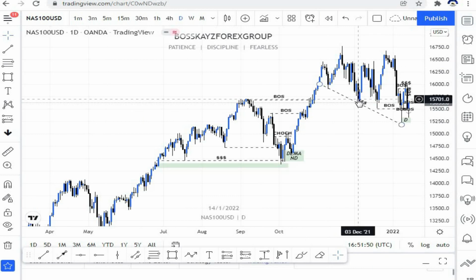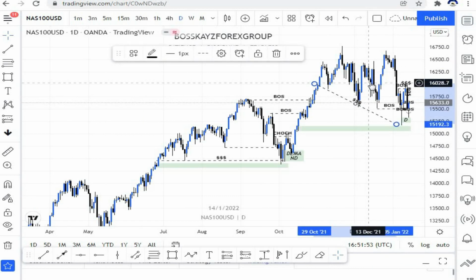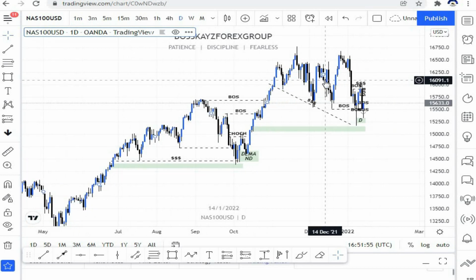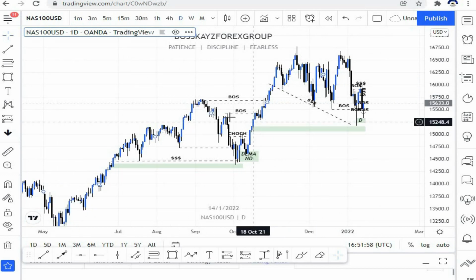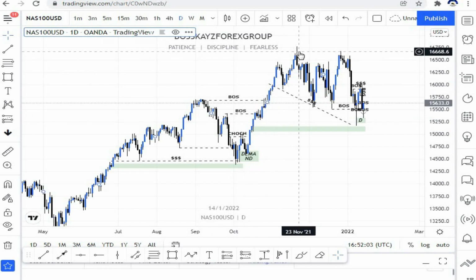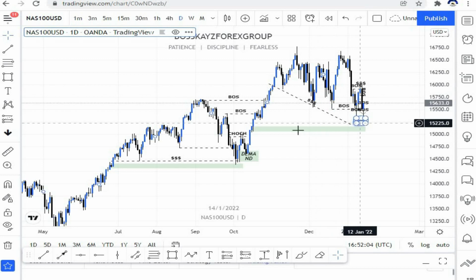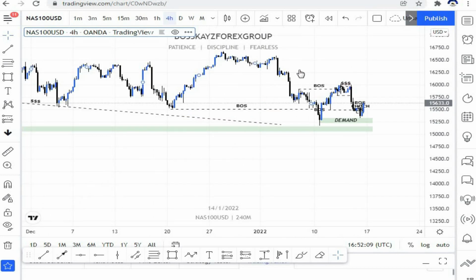As you can see here, guys, the first thing is about understanding the change of character. As you can see here, we had a break of structure, and then the price continued going up, and then the price came back to the demand zone. Now, if we go back to the H4 time frame, you will find out that we had this OB right there, the order block zone area, the demand zone.